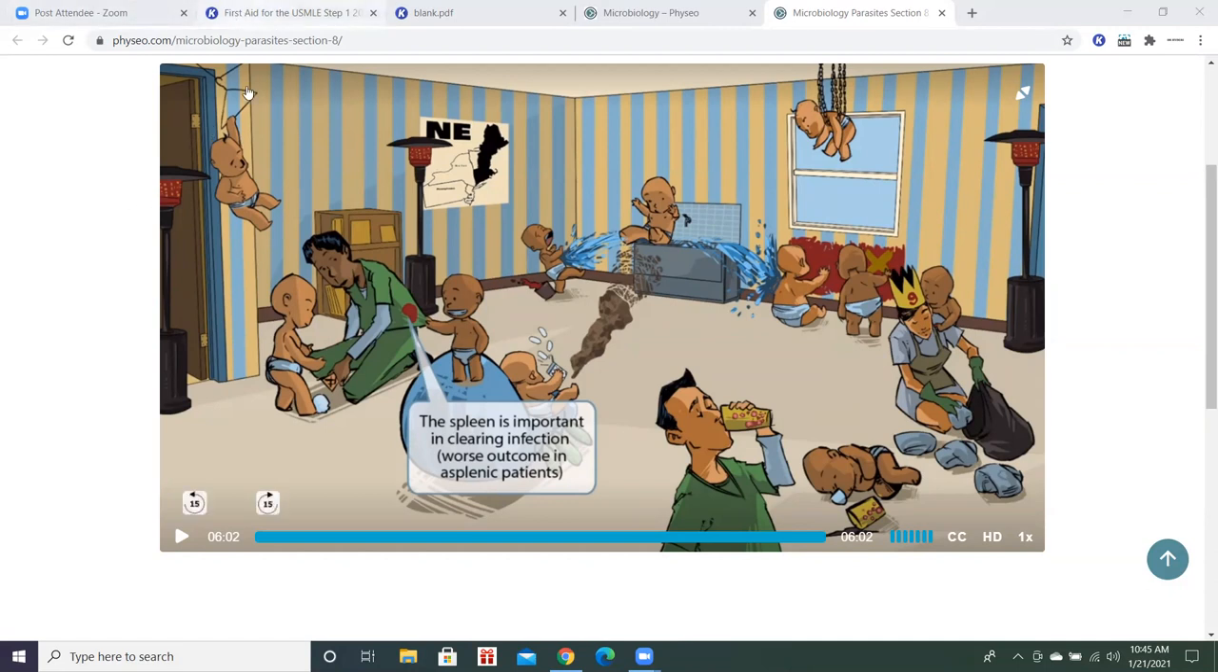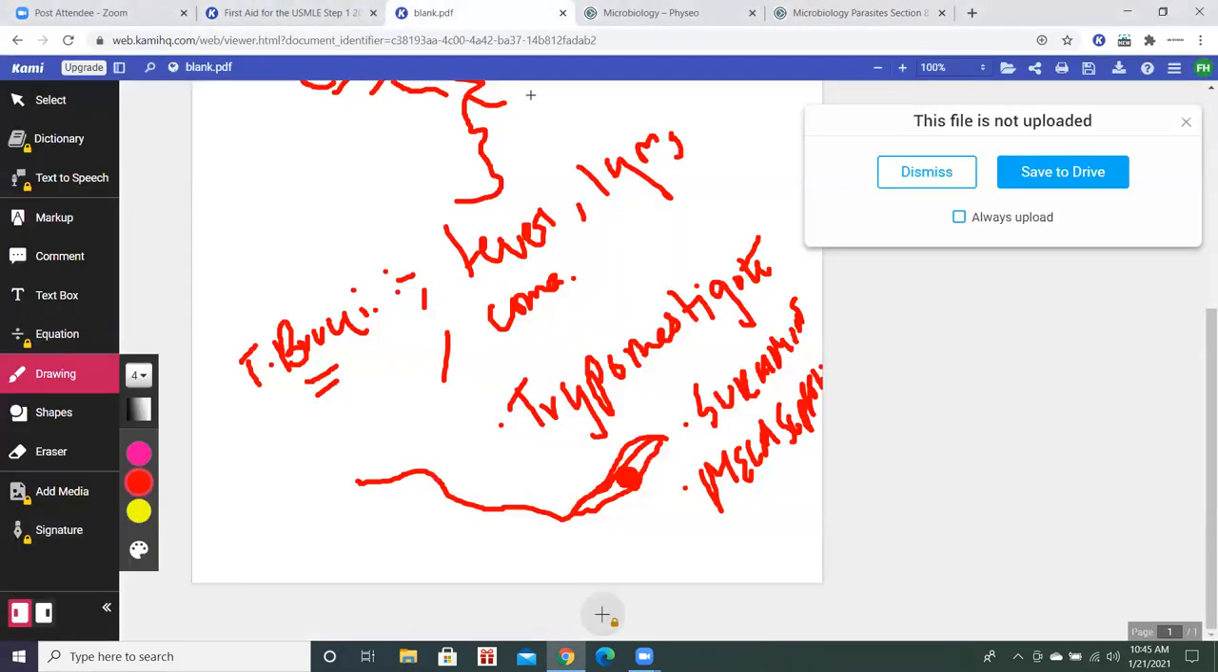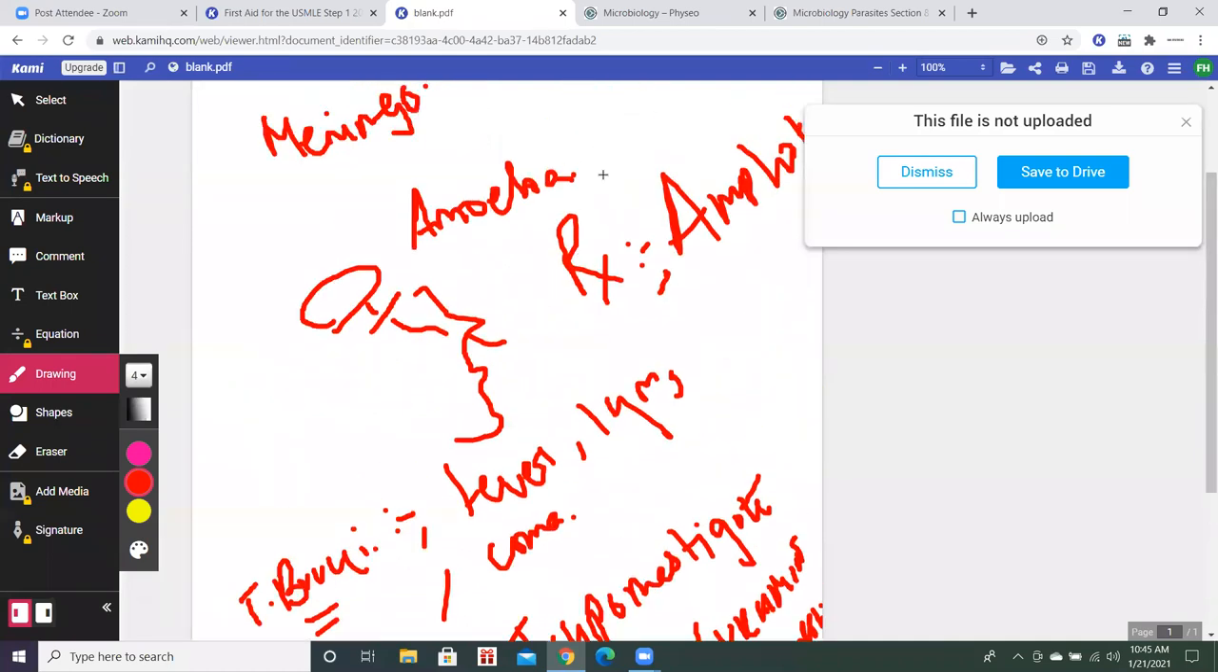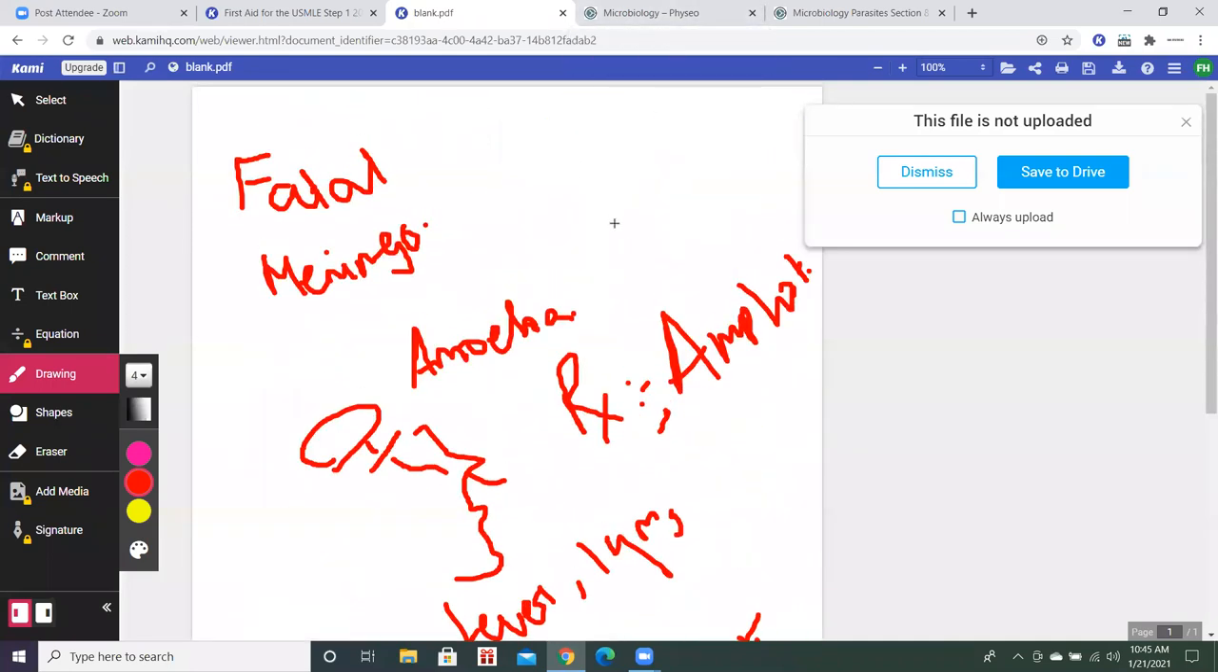So that is all about Babesia. Basically, one of the highest yield things that you have to remember about Babesia is that Babesia is responsible for causing fever and hemolytic anemia in northeastern states, for example, New York also falls under that one. Okay, New York, New Jersey, and all of those states over here.